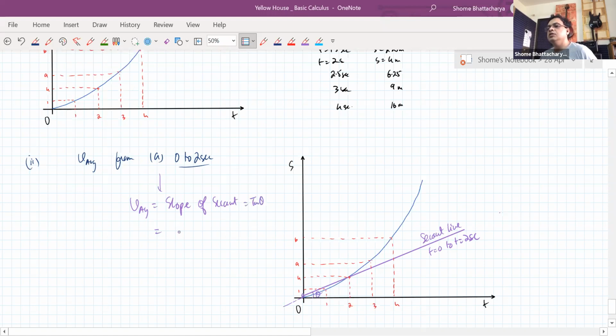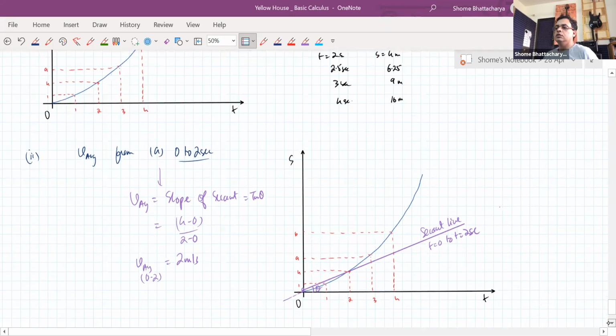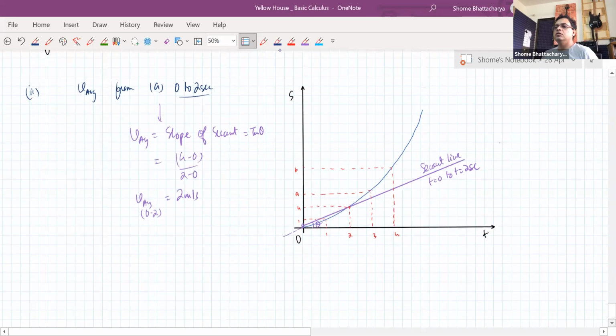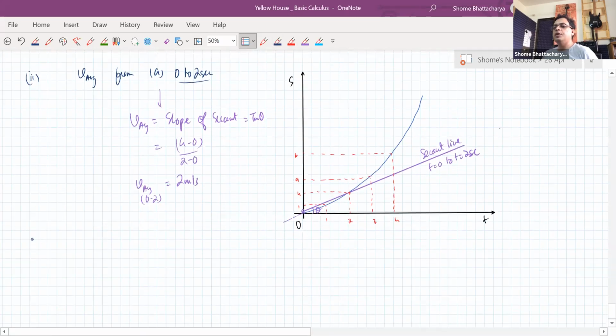So that will be, as you can see, 4 minus 0 upon 2 minus 0, or 2 meters per second. That should be the answer for the first part, I mean, the A part, which is 0 to 2 seconds. Now, likewise, for the B part, the second part, I want to calculate V average from 2 to 4 seconds.